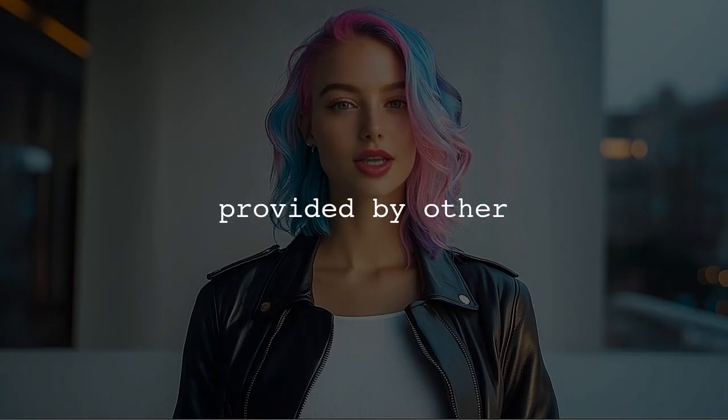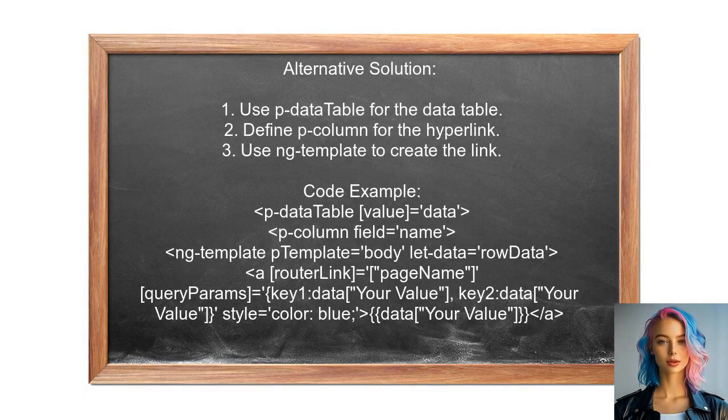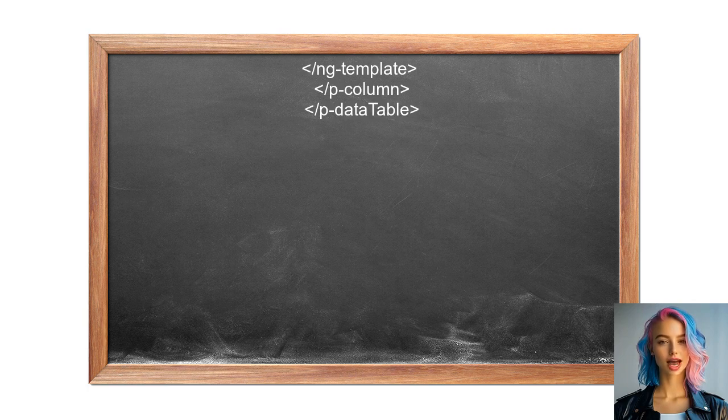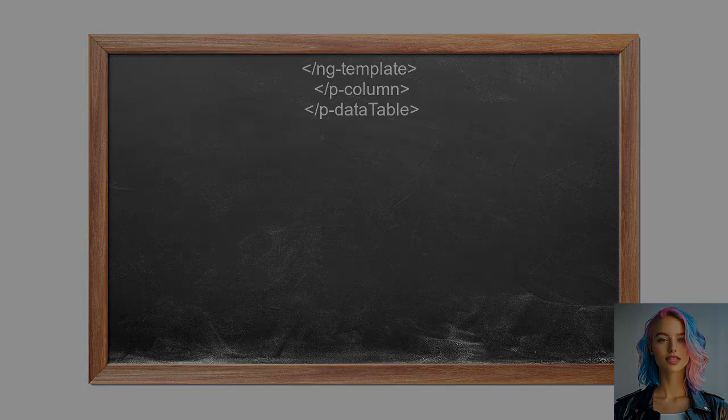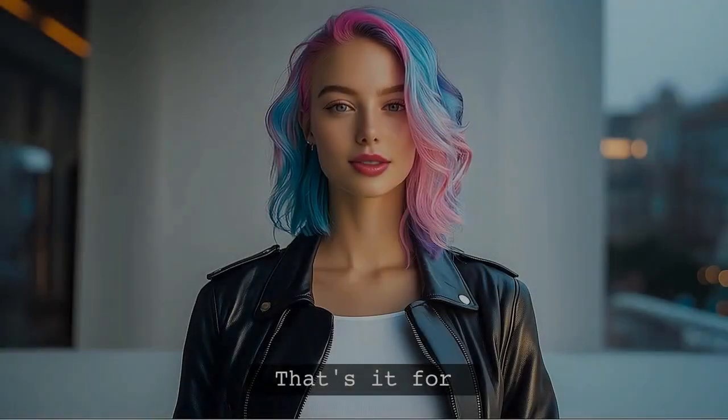Now let's look at the answers provided by other users. An alternative solution suggests using the PrimeNG data table with a hyperlink in the first column. The user provides a code snippet that demonstrates how to set up the data table with a router link. They use the pDataTable component and define a p column for the name field. Inside the column, they utilize an ng template to create a hyperlink that navigates to a specified page, passing query parameters from the data. That's it for that response.